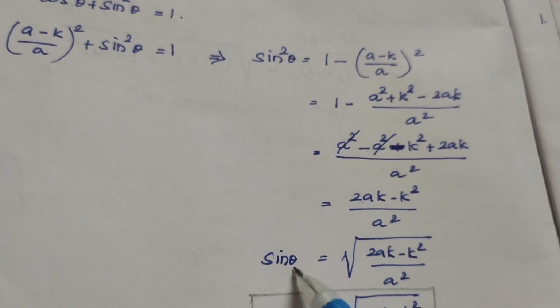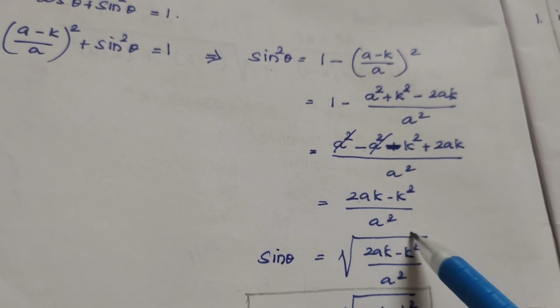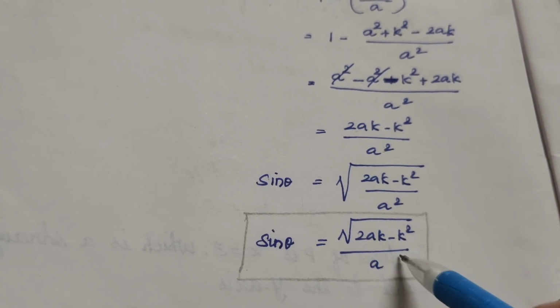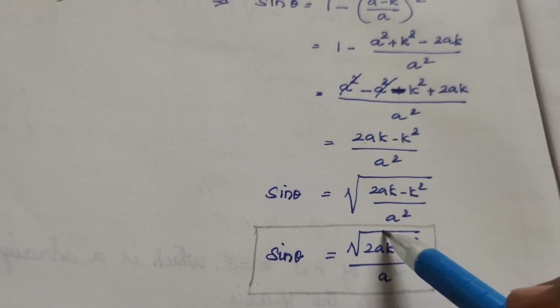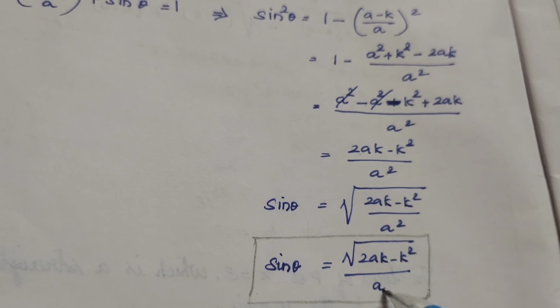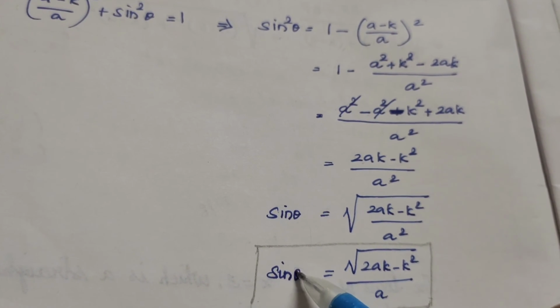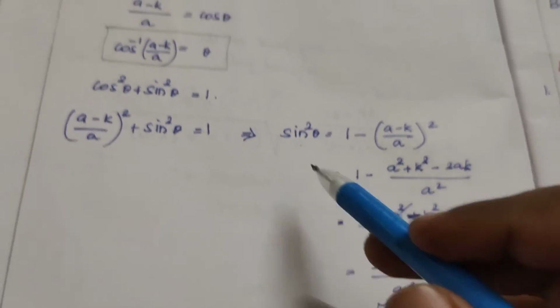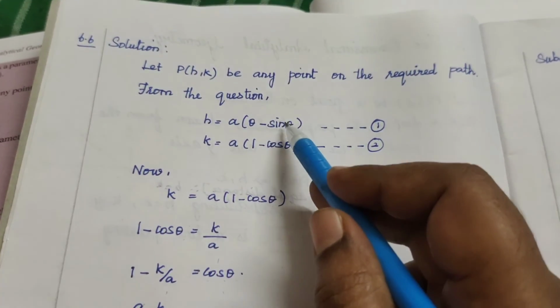We want sin theta, so sin theta equal to the root of the same value. So we got the value of sin theta. If you take the square root here, the denominator becomes a. Are you clear? Then we are going to substitute the value of this sin theta in equation number 1.